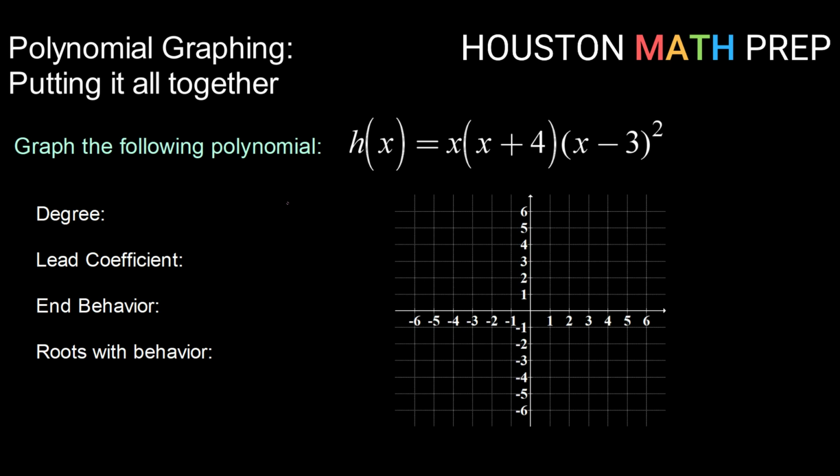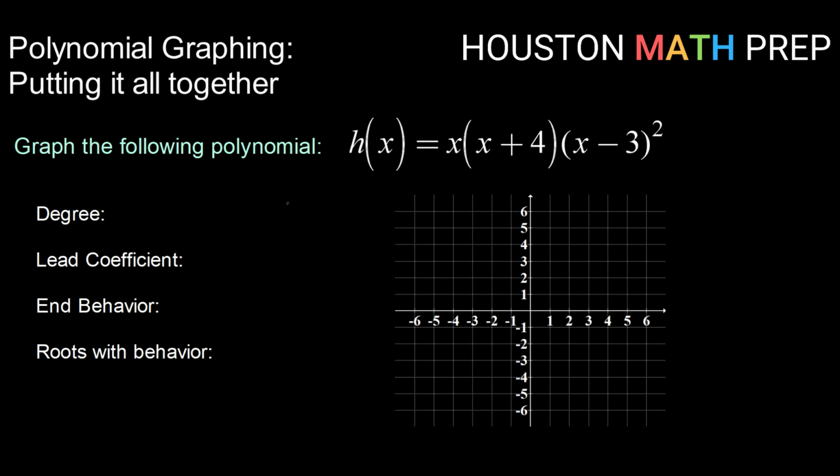Okay, so we're going to graph this h of x polynomial. I'm going to gather some information along the side here, the degree, the lead coefficient, the end behavior, and all of the roots with their behavior, and then show you how to put all that together on a graph. So the first thing that we want to find out is our degree.